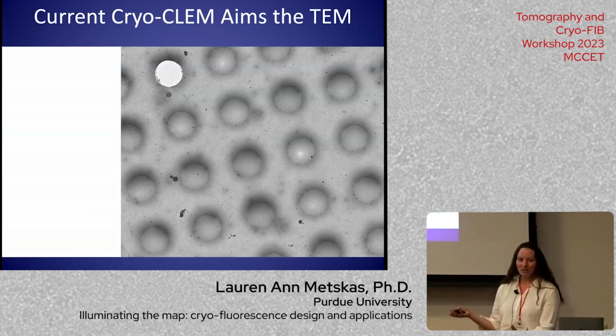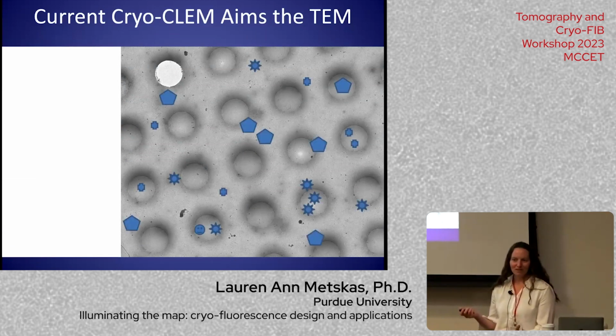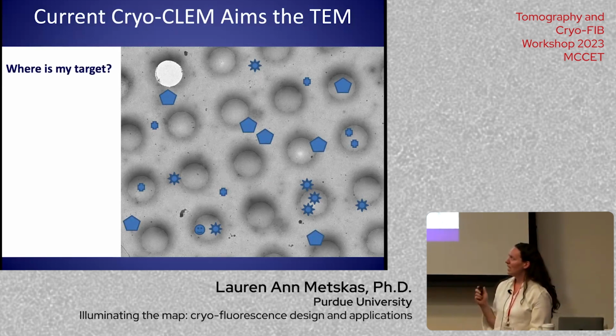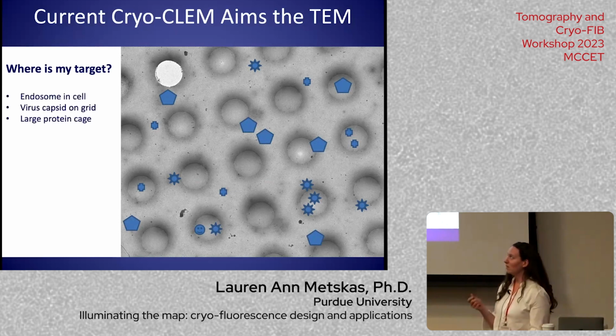And so if we're looking for one distinct feature, the question is, how do we know where to point, right? Especially if we're working in a really low focal field, so like a 1 micron field of view. So I have all of these different objects in my grid, and say I'm trying to find a specific one. So this could be a certain endosome inside of a cell where my nanomachine is located. This could be looking for a virus capsid on a grid, an infected cell, large protein cages, anything that is not going to look very different from anything else at this magnification.